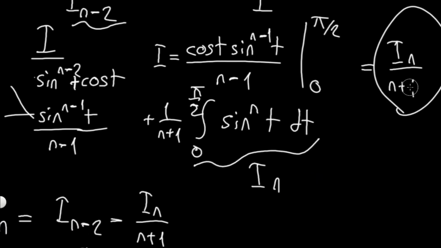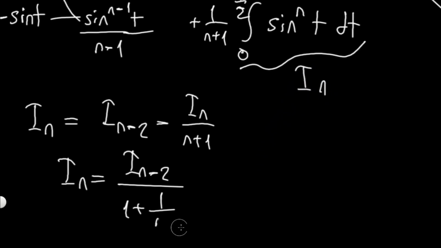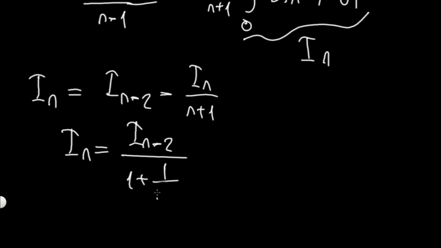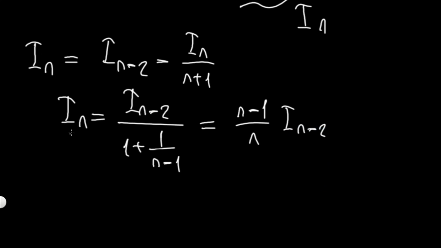This was m minus 1. Yeah, okay, so this is m minus 1. This is also m minus 1. Okay, cool, m minus 1. So this will be n, m minus 1 over n, I, n minus 2. So this is a nice, easy recurrence.